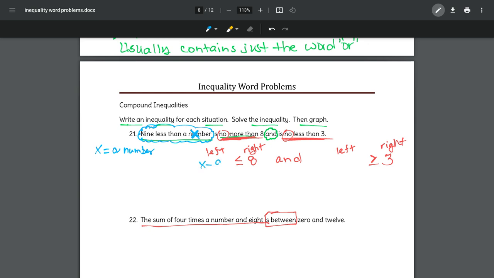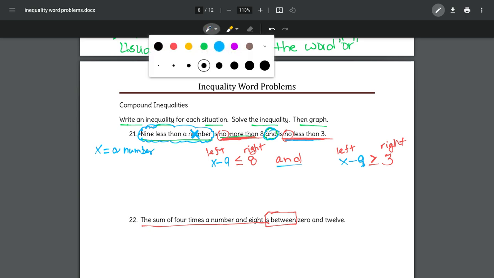9 less than x. So we're going to write that as x minus 9. So x minus 9 is no more than 8. So I wrote that. x minus 9 is less than or equal to 8. And x minus 9, there's your and, is no less than 3. So you go over here and put x minus 9 is no less than 3, which means it's greater than or equal to 3. So you solve both ands, okay?